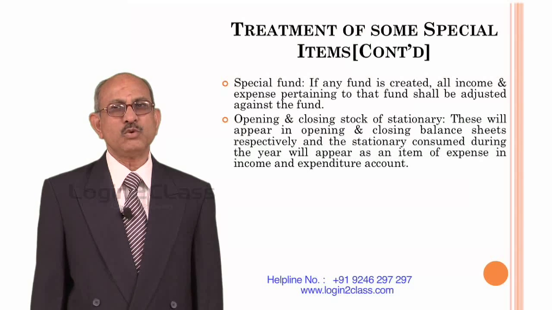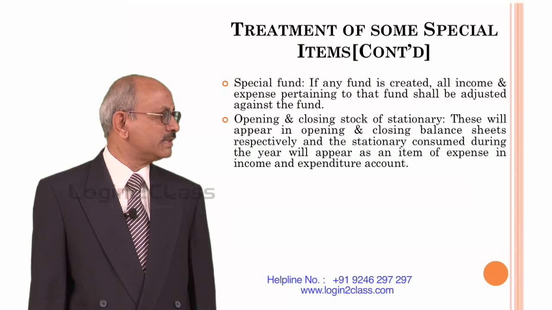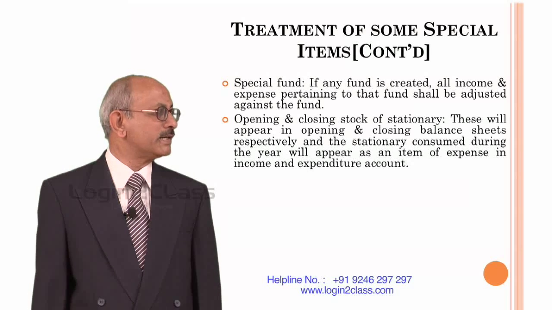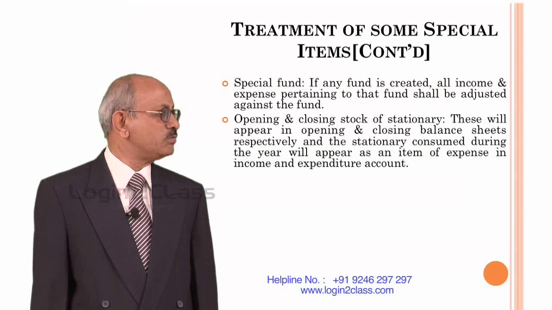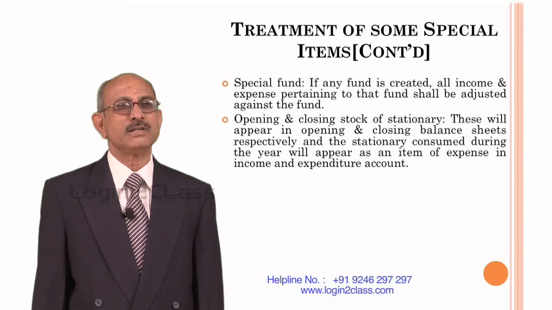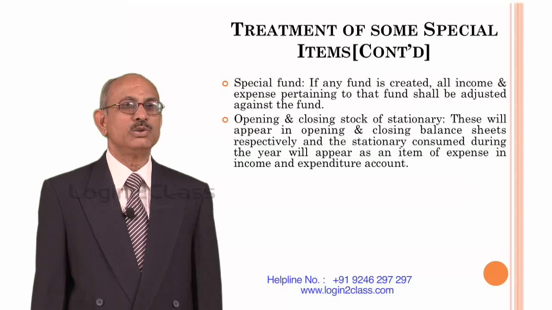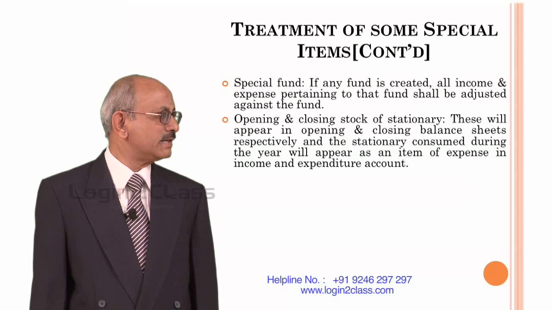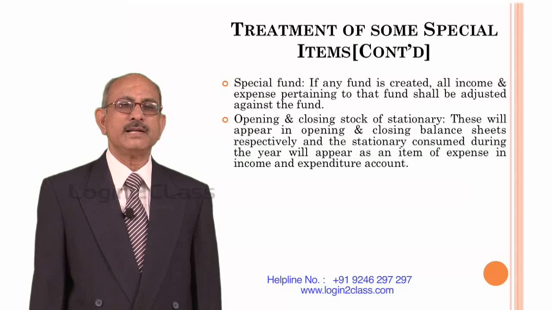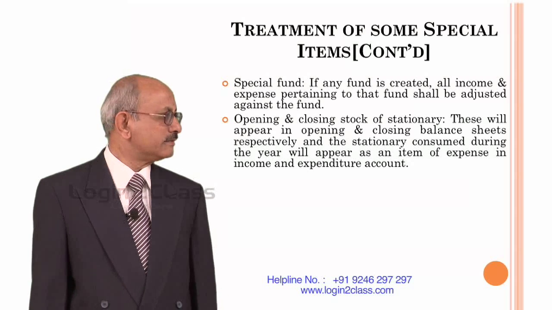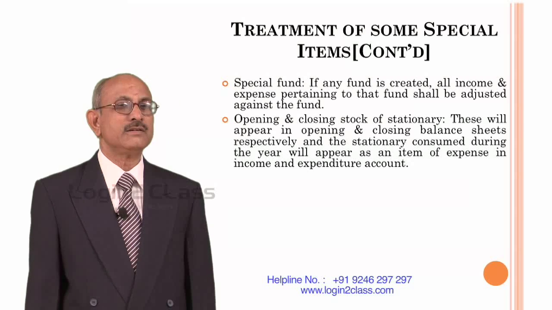And in the case of opening and closing stock of stationery, these will appear in the opening and closing balance sheet respectively, and the stationery consumed during the year will appear as an item of expense in the income and expenditure account. That means stationery also is shown separately. Only whatever is consumed is treated as expenditure, whereas the closing balance will appear as an asset on the balance sheet of the non-trading organization.